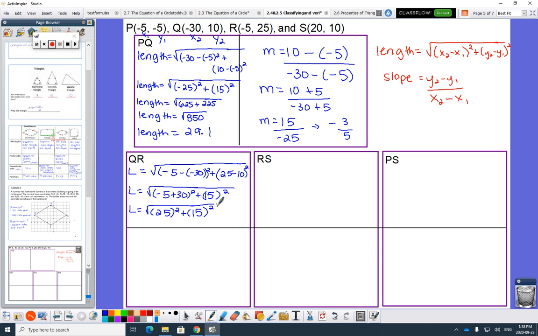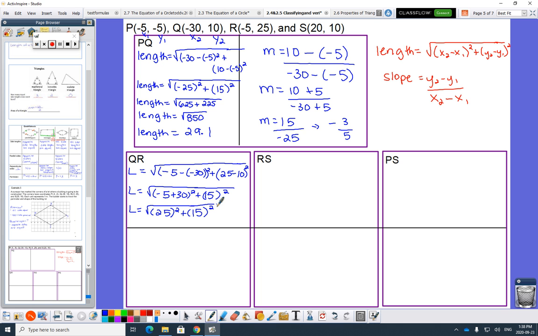Now, does it make sense that this looks like this? Yes, right? So now, like Izzy said, can I show less work? Yes. As long as you trust yourself up here, this is going to be 625, 15 squared is going to be 225. You're going to get 850, right?